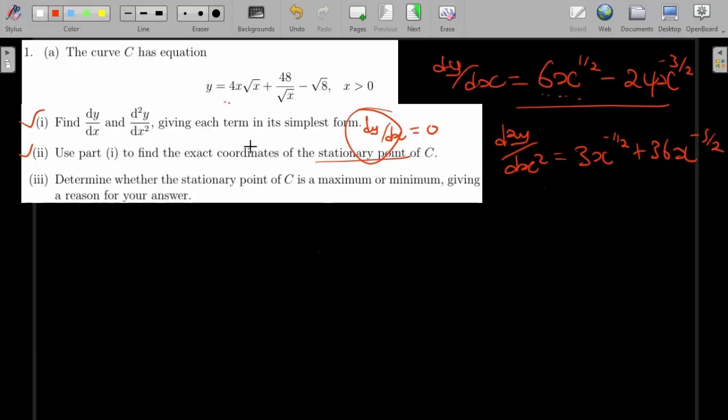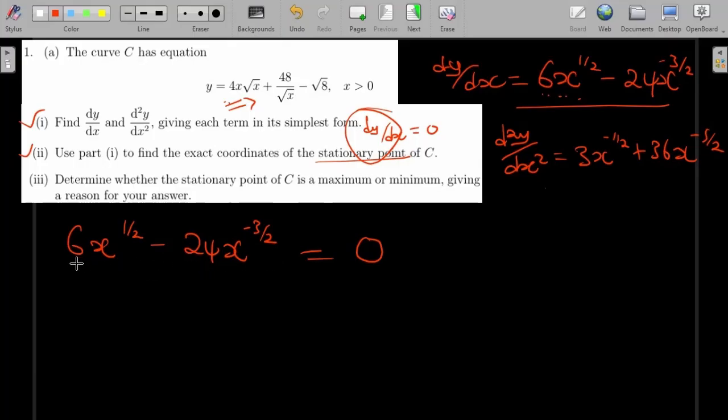Once we find the value of x, we're going to substitute it into the original equation to find the value of y. And then we are going to come up with a what? A point. So at the stationary point, we're just going to equate 6x to the power half minus 24x to the power minus 3 over 2. We're going to equate it to what? To 0. And then we try to solve for x.